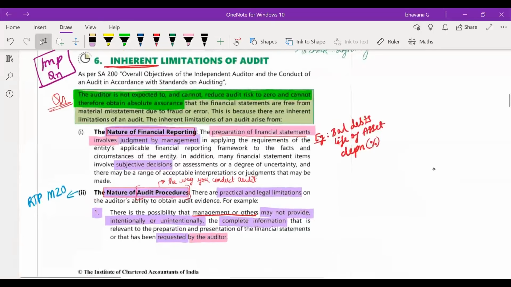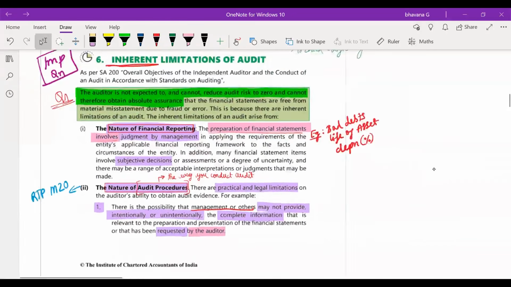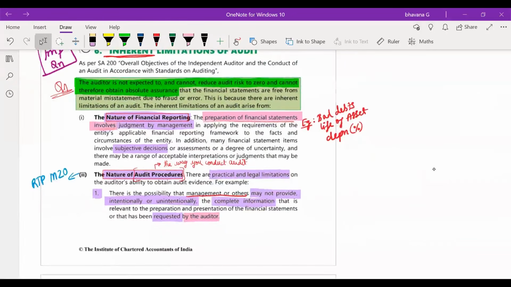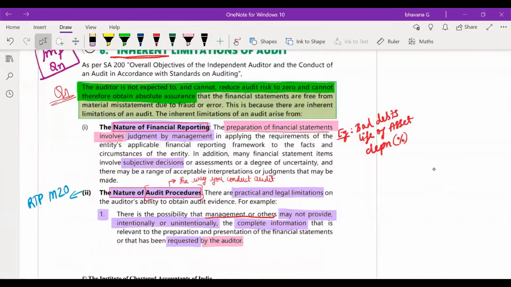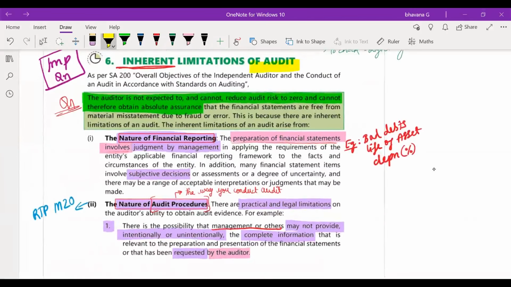So now next we are going to move into the inherent limitations of audit. Okay, just give me a second. Inherent limitations of audit. Whenever the auditor audits the financial statements, there is always two sides to a coin. That means if there is an advantage from it, we will also have limitations from it.